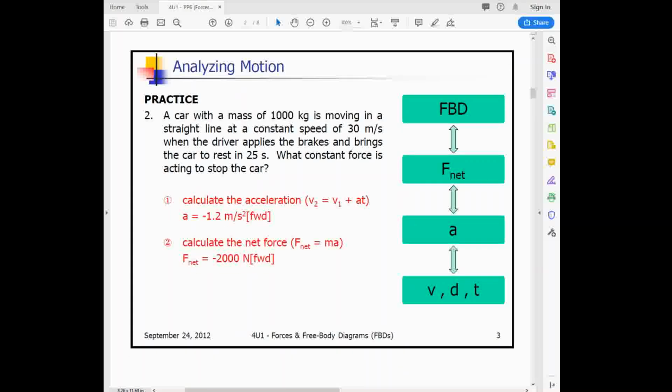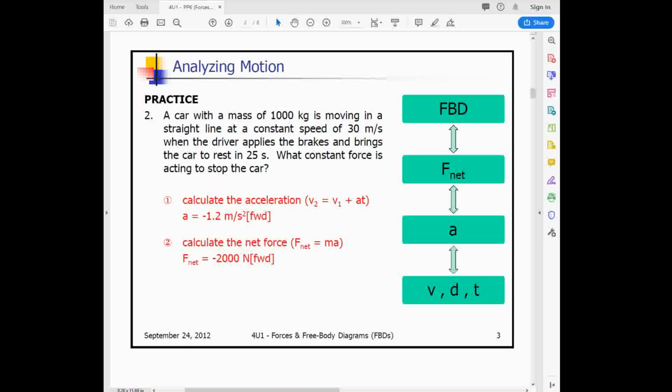Another problem. In this case, we have a car. We know its mass. We know it's moving at a constant speed. The driver applies the brakes, and the car stops after 25 seconds. So applying the brakes is causing a negative acceleration or a deceleration. To find that, we have enough information, knowing that V2 is 0, V1 is 30 meters per second, and our T is 25. We rearrange that equation and solve for A. We get minus 1.2 meters per second squared.